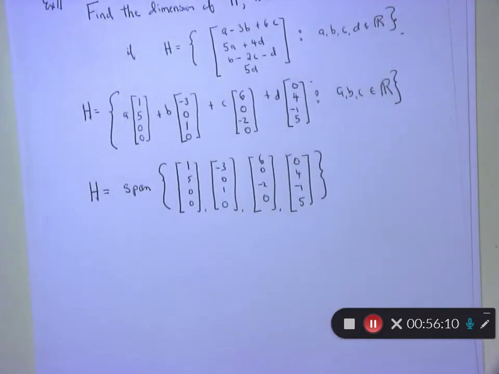Does that make sense? But wait. Is this a basis? 1, 5, 0, negative 3, negative 0, 1, 0, 6, 0, negative 2, 0, 0, 4, negative 1, 5? Is that a basis? Just because you span, it's all the linear combinations. What's the definition of a basis?